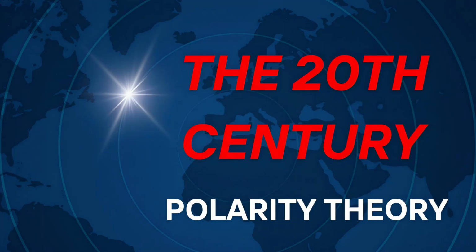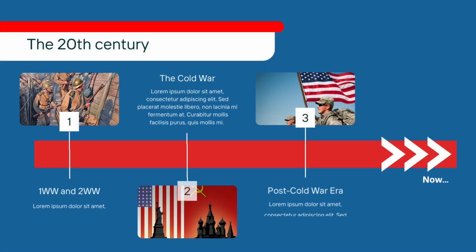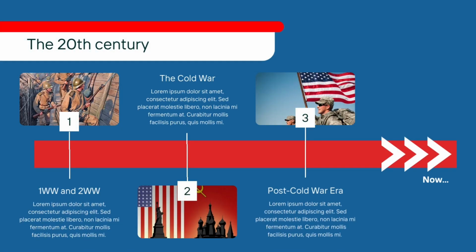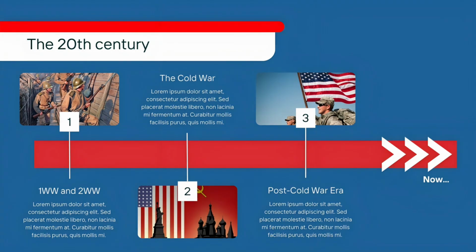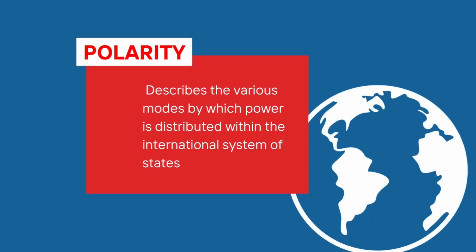Today, my team and I are going to show you the hegemonic process in the political aspect in different eras of the 20th century, the different polarities that took part in the world, and what they consisted of. But first, what is polarity? It describes the various modes by which power is distributed within the international system of states. There are three of them: multipolarity, bipolarity, and unipolarity.